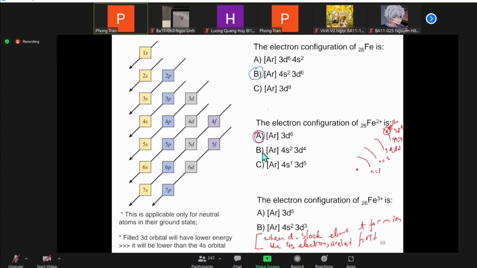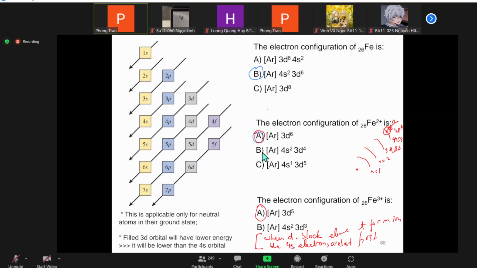So the same question, what could be the electron configuration of the ion 3 plus? So that should be A, right? Yes. So it should be this one. Okay.